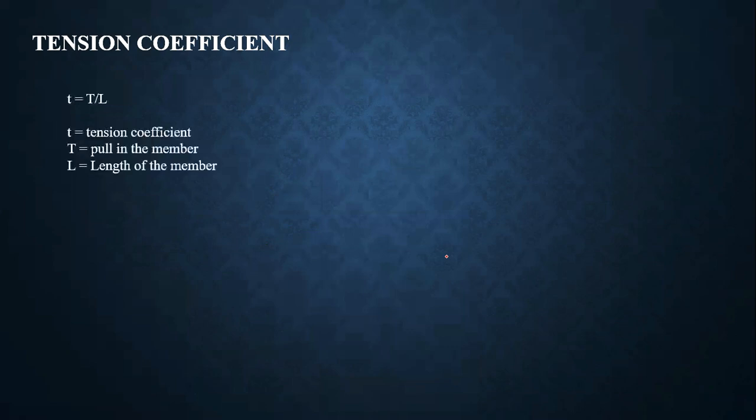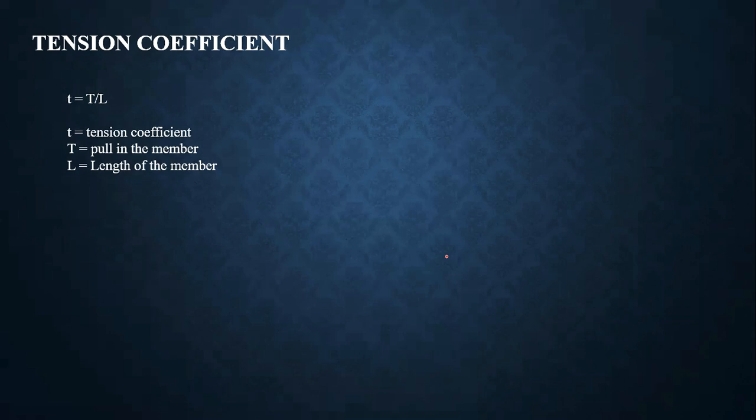Tension coefficient. The tension coefficient for a member of a frame is defined as the pull or tension in that member divided by its length. So small t is equal to capital T upon L, where small t is the tension coefficient, T is the pull in the member, and L is the length of the member.